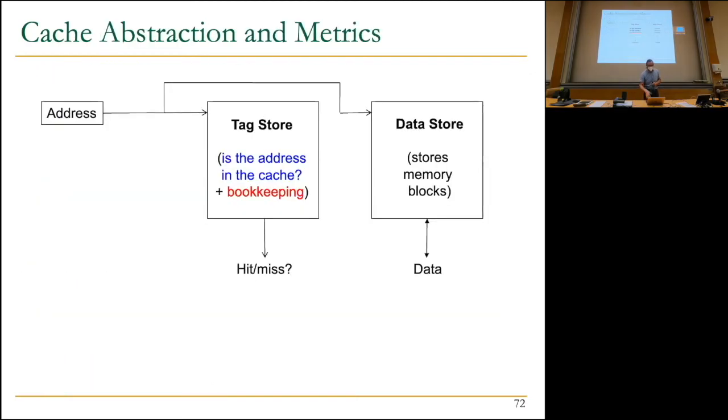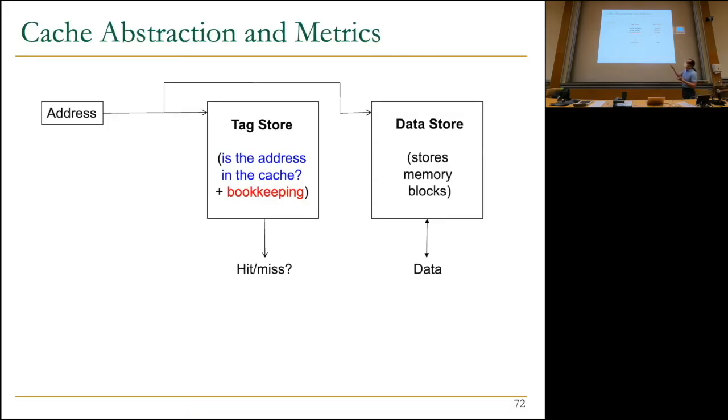Okay, so let's talk about how you design the hardware for this cache. This is still an abstraction, but we're getting closer to the hardware. Basically, you have an address that you want to find in the cache, and we have two stores in the cache: tag store and data store. The data store stores the memory blocks that are cached, and the tag store stores the metadata or bookkeeping information that's needed for each memory block.